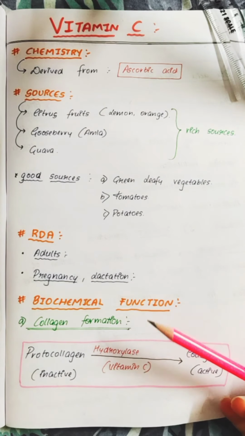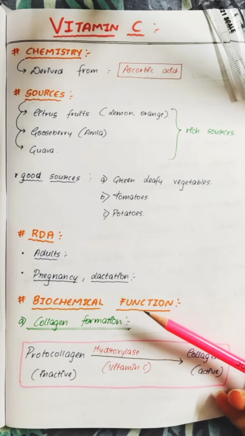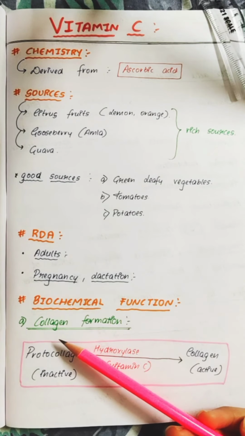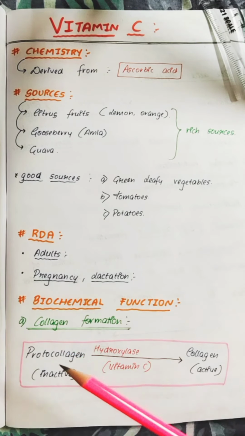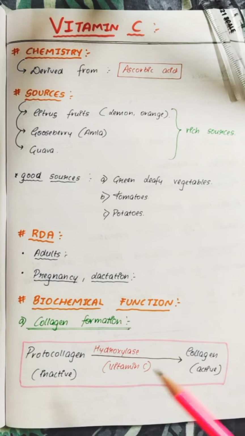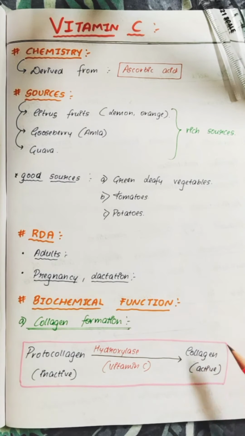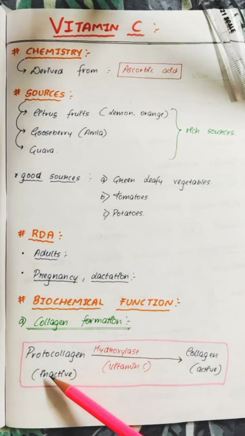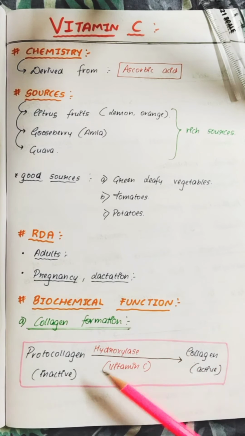Now we'll look at the biochemical functions of vitamin C. The main function of vitamin C is for collagen, remember. It helps in collagen formation. That is, protocollagen is converted into collagen, from inactive form to active form, in the presence of the hydrolase enzyme. Usually during the conversion of the inactive to active form, hydrolase enzyme is used in the presence of vitamin C. So the first function is it helps in collagen formation.